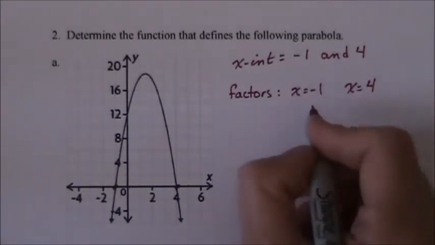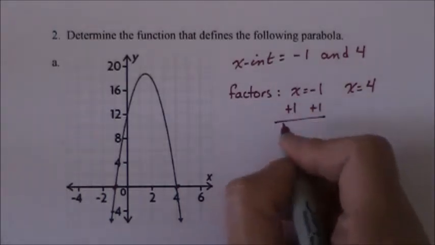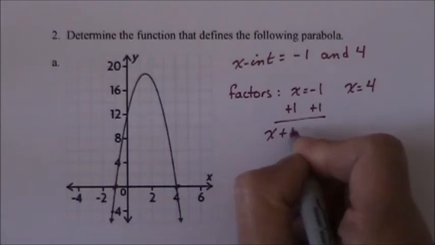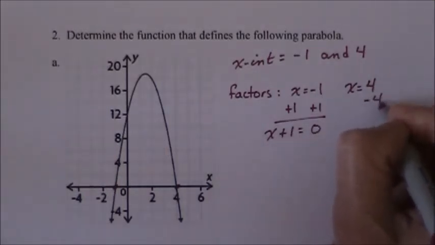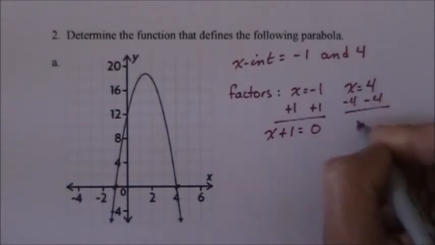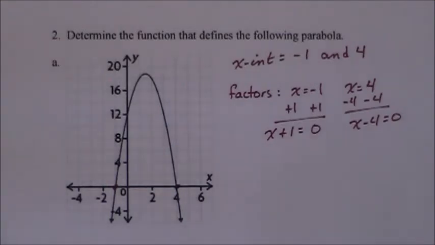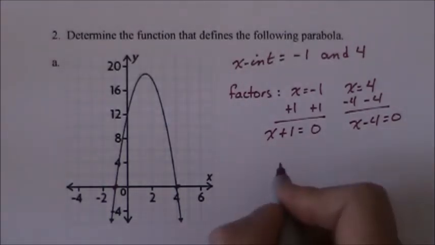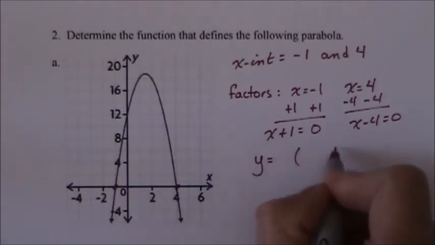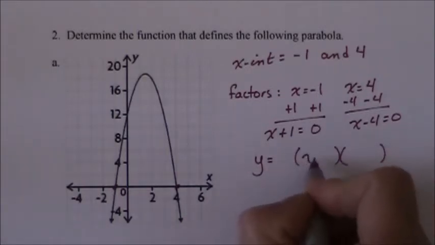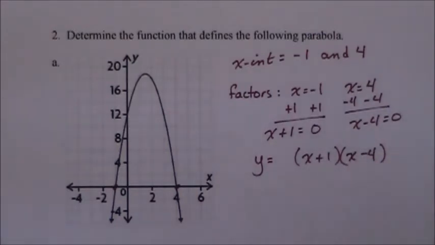So for the first one, we're going to add 1 to both sides. x plus 1 is equal to 0. And on this one, we're going to subtract 4 from both sides. So when I do that, I get x minus 4 is equal to 0. So there are my two factors. In our previous one, we would have gone y equals, put in our two factors, and said there's an equation.